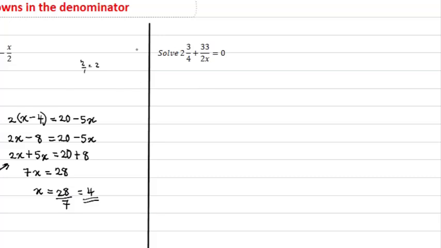So let's change this one back to a normal improper fraction. That is 4 times 2, 8. So 8 plus 3 will give us 11. So 11 over 4 plus 33 over 2x equal to 0. So let's do the LCM of everything now. The LCM for this one will be 4x.